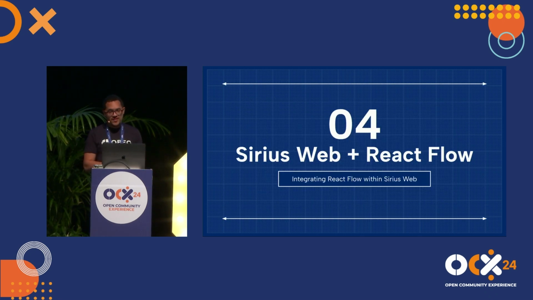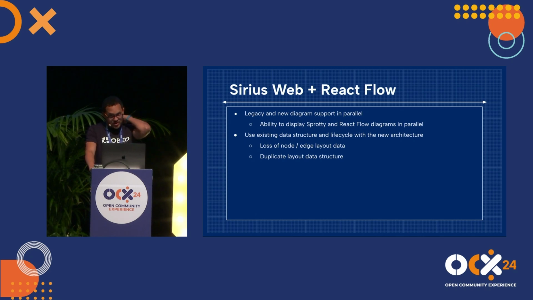So with this in mind, we started to integrate Sirius Web and React Flow together. We wanted to keep both solutions in parallel in order to be able to evaluate how the new one would behave in comparison to our legacy solution. So we made sure to keep the Sprotty support up and running as long as possible to measure the difference in behavior or performance between the 2 solutions.